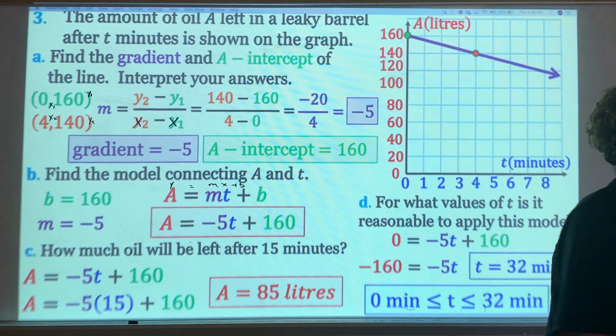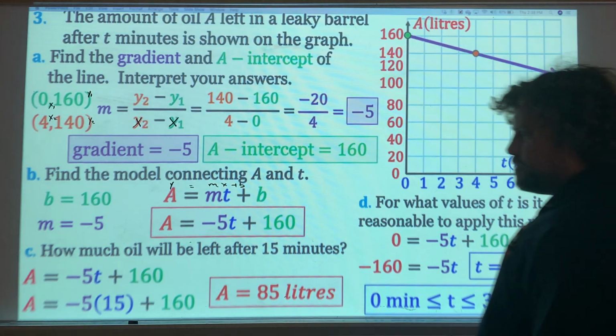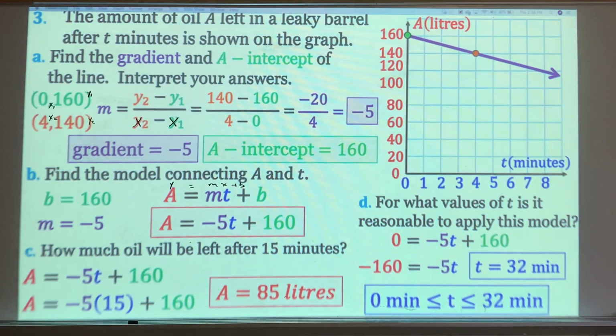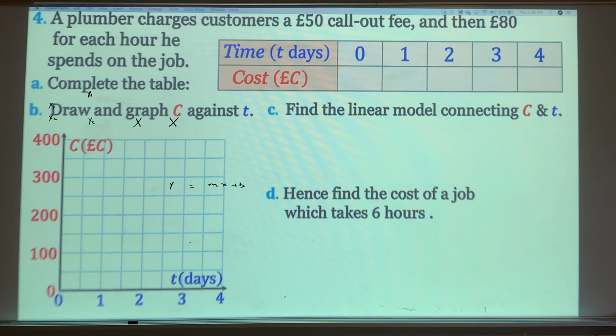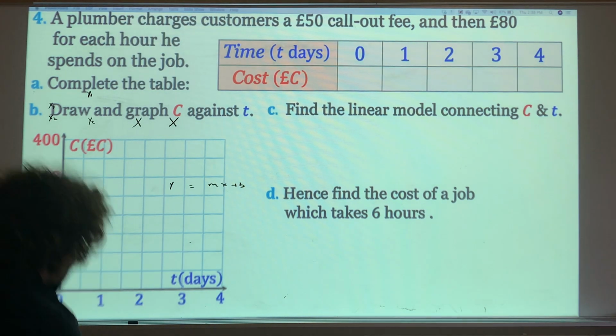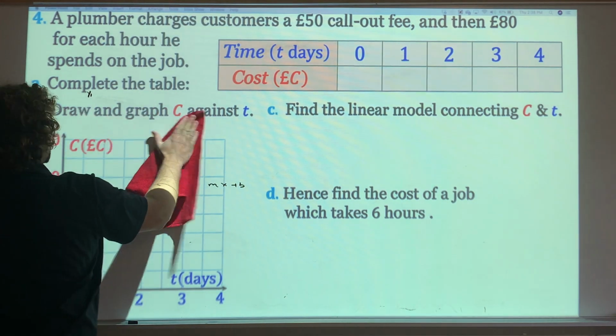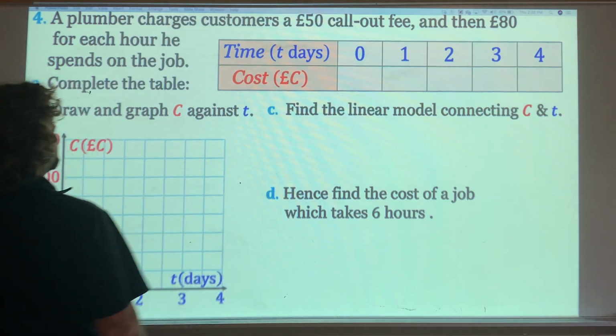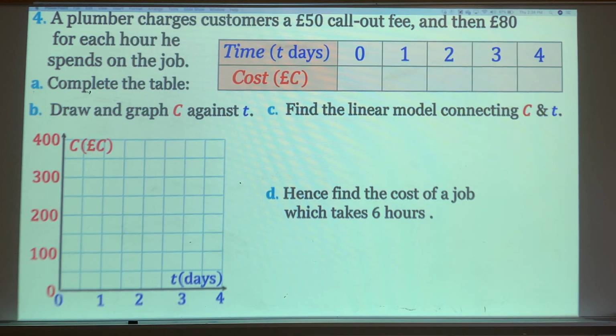All right? Let's move on to the next problem. A plumber charges 50 pounds for a call-out fee, and then 80 pounds for each hour he spends on the job. Complete the table.